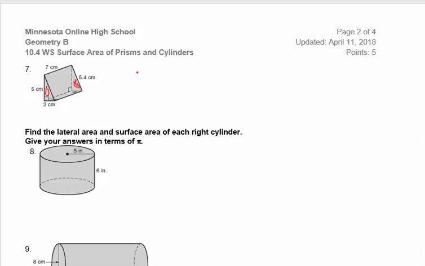So to find the area of the base, it is a triangle. And to find the area of a triangle, you use 1/2 little b times little h, where little b is 2 and little h is 5. So the area of one of the bases will be 1/2 times 2 times 5. That's the area of the base. Now that's needed for surface area, but not for lateral.